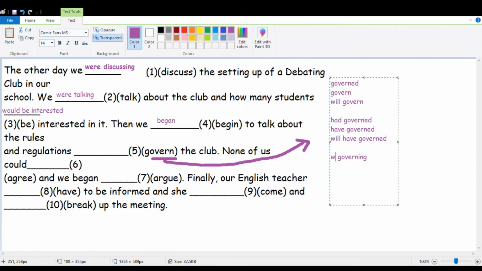Were governing, are governing, and will be governing. Okay, then we do our perfects. So our perfects would be had been governing, have been governing, and will have been governing. Now there are some problems with these words. None of them exactly fit because in the sentence, the rules and regulations governed, no, had governed, will have, the verb itself is a little bit strange.